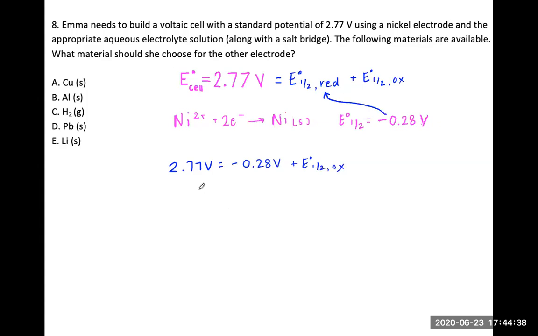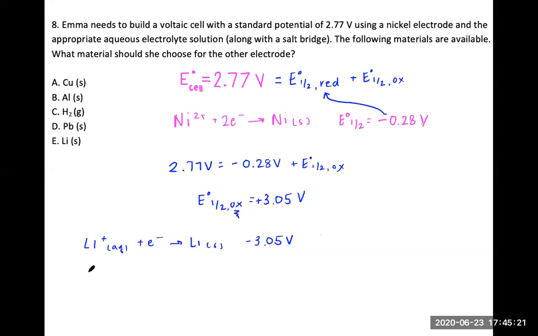And so then when I solve, I can see that the oxidation half reaction potential would need to be 3.05 volts positive. And so now I can look on the data sheet and just see if anything has this potential. And what I see is that I do have the reduction of lithium to lithium solid with a potential of negative 3.05 volts. This is a reduction, and I'm looking for the oxidation.